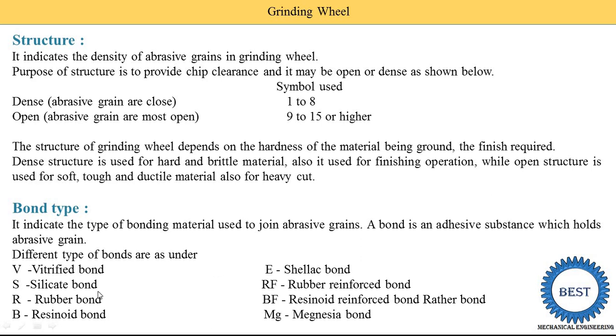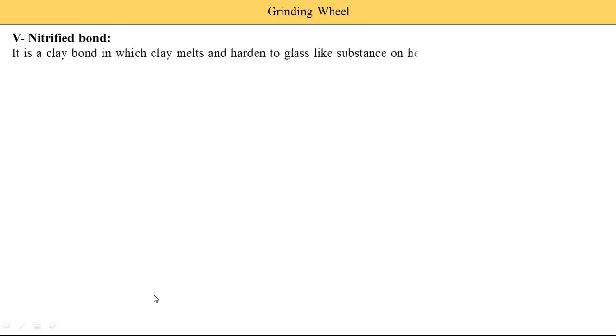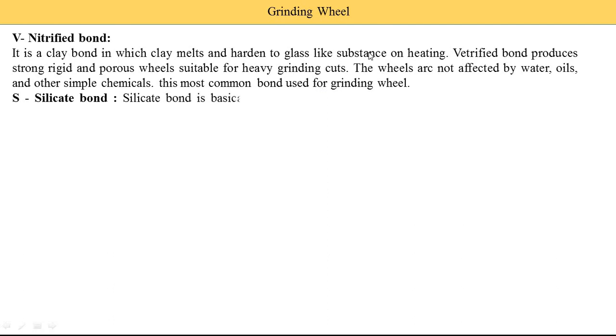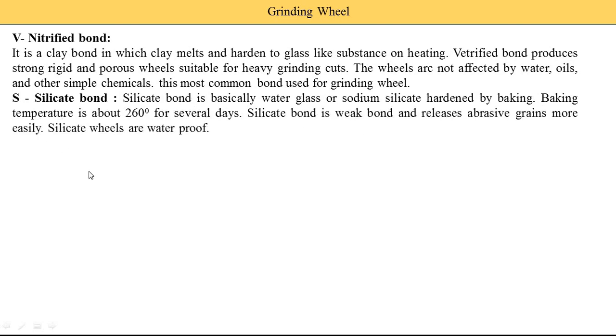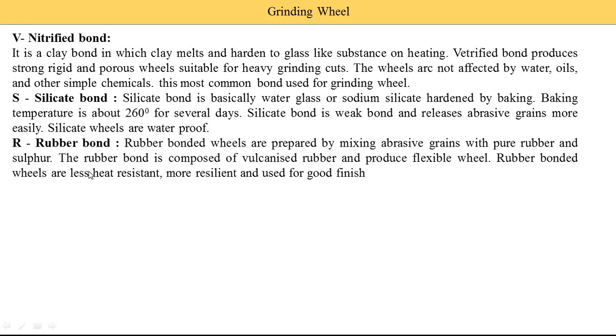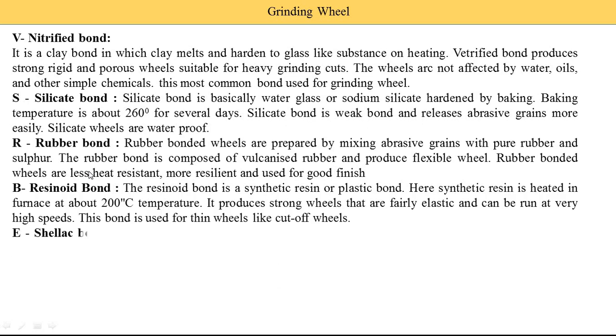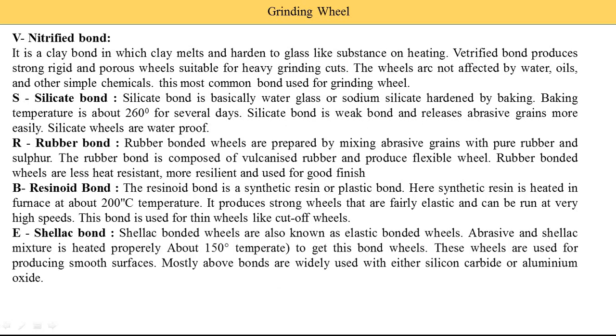Okay, in the next slide I will show you what each bond indicates, which type of material is used and what their properties are. So you can see that V is the vitrified bond. It is a clay bond in which clay melts and hardens into a glass-like substance on heating. So it is just for understanding. Okay, so you just need to read it. Then after that S, silicate bond, and R, rubber bond. So every type of bond has some different properties. Okay, so I will not explain this in detail.